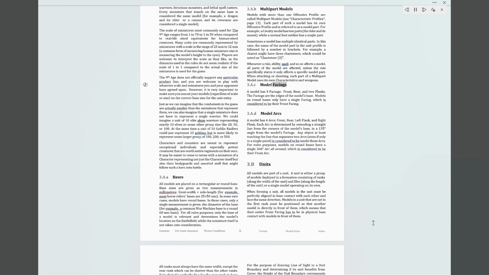Model facings. A model has 4 facings, front, rear, and 2 flanks. The facings are the edges of the model's base. Models on round bases only have a single facing, which is considered to be their front facing. Model arcs. A model has 4 arcs, front, rear, left flank, and right flank. Each arc is determined by extending a straight line from the corners of the model's base in a 135 degrees angle from the model's facings.